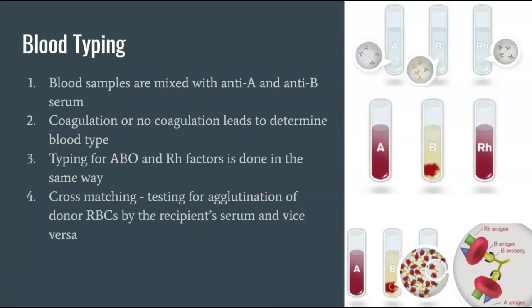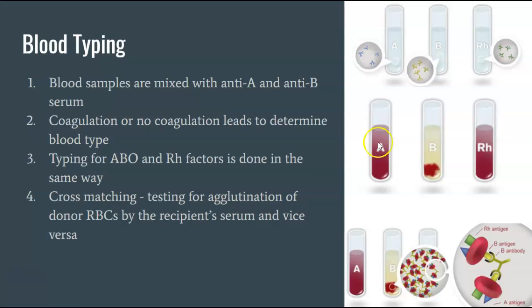So blood typing, again, you're using the antibodies that are in your blood. You're forcing them to react. And if you get coagulation or clumping, that's how you can determine the blood type. The blood samples are mixed with anti-A and anti-B serum. That's the antibodies that you would normally find in A and B blood. Then if something coagulates or clumps, you can see that, and then you can determine what the blood type is. You do this to determine the ABO blood type and whether you are Rh positive or negative.